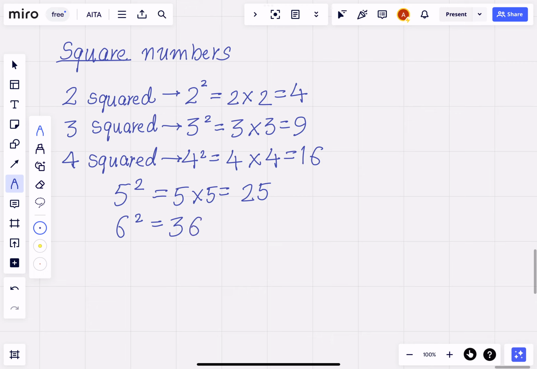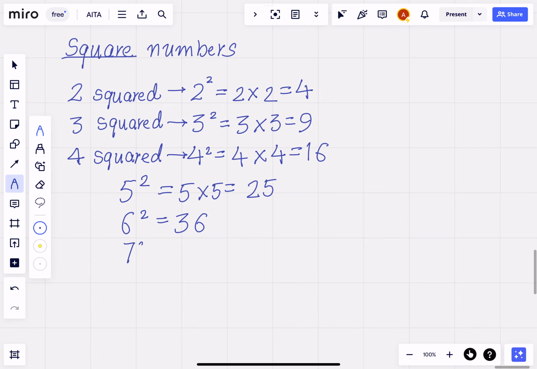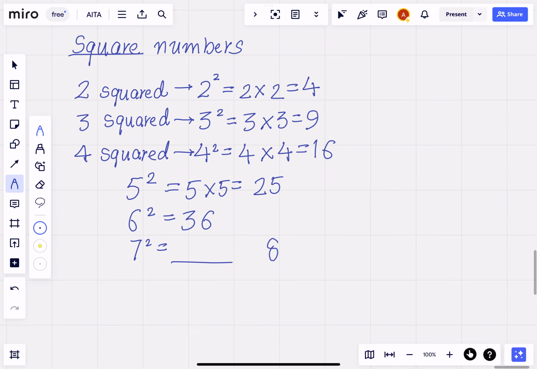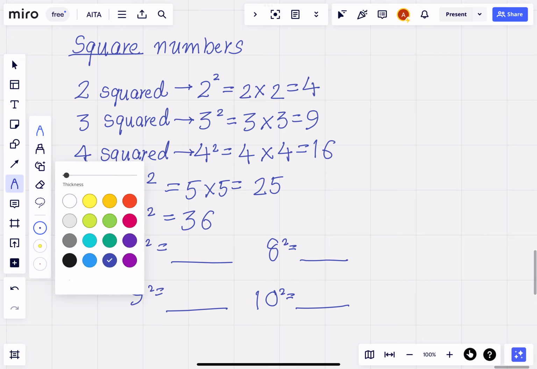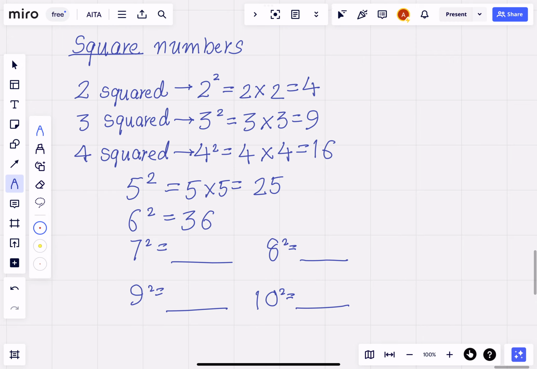Okay, and you can go on forever. You can do 7 squared. Okay, you can tell what it is. Okay, let's do this. And then we have got, well, 8 squared. And then we have got 9 squared. And then we have got 10 squared. Okay, so I can actually tell you the answers now, but first think by yourself.